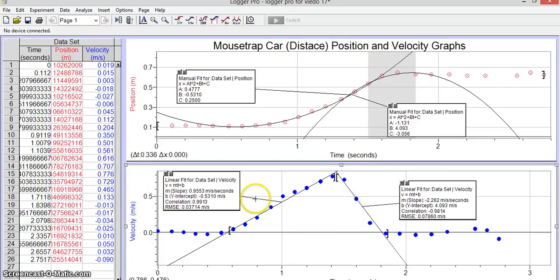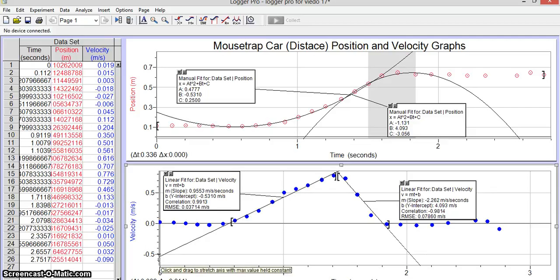I explained the accelerations, they were just the slope, and actually we can calculate displacement in this case. We can calculate the displacement of the mousetrap car, and how we do that is we just take the area under the velocity time graph. I found the points of intersection. For this first velocity line, I found the y-intercept, which is here, which would actually be the height. The y-intercept is negative 0.5310, and I got that by just looking here.